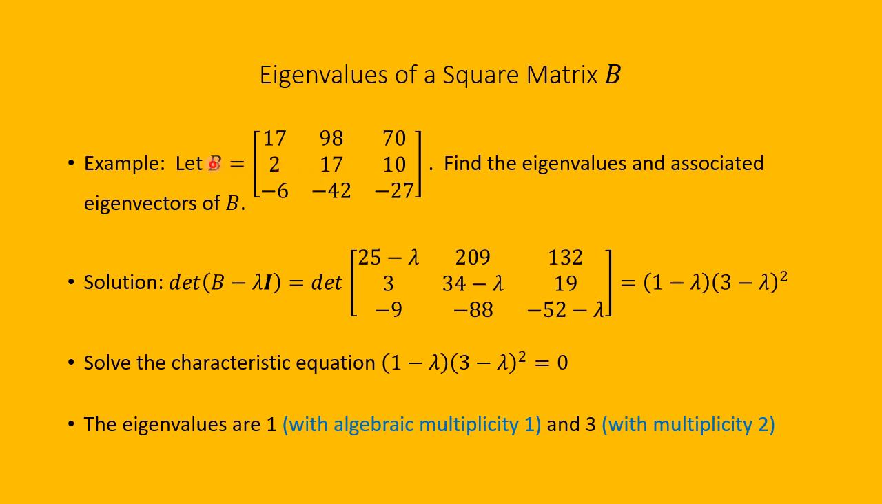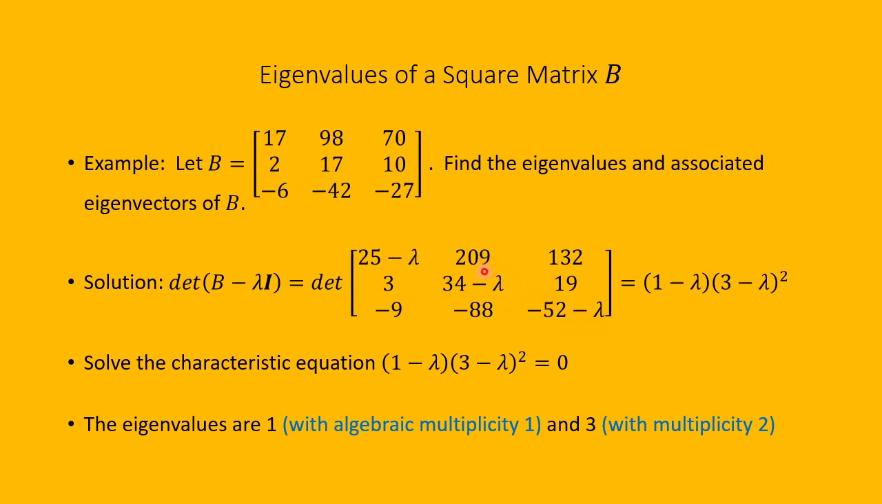As an example, let B be this matrix, and let's find the eigenvalues and associated eigenvectors of B. What we need to do first is find the eigenvalues of B by solving the determinant of B minus lambda I equals 0. First of all, the determinant of B minus lambda I is the determinant of this matrix. It's the same as B, except on the main diagonal we're subtracting lambda.